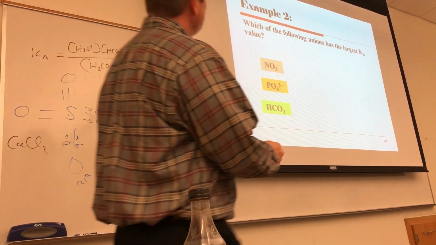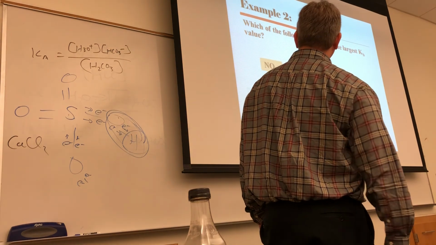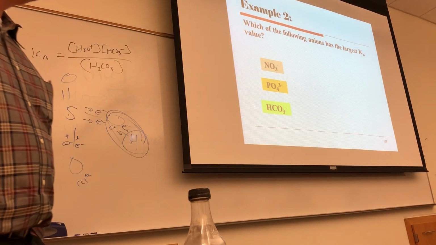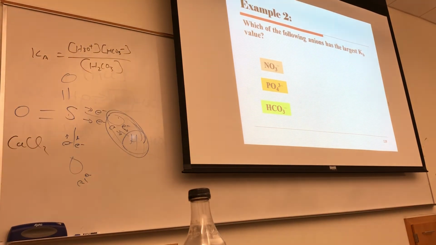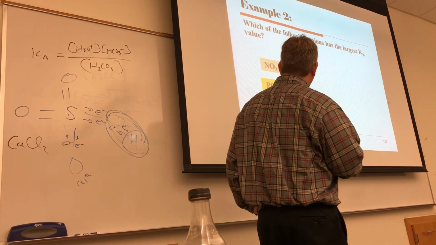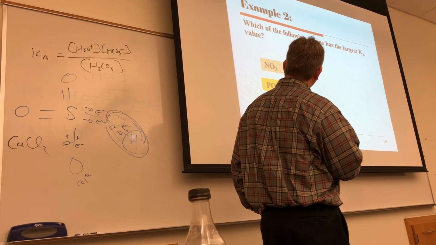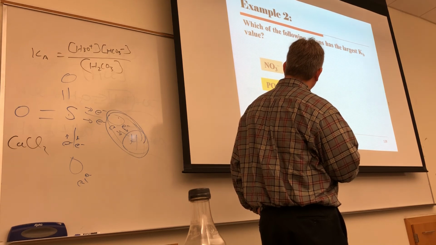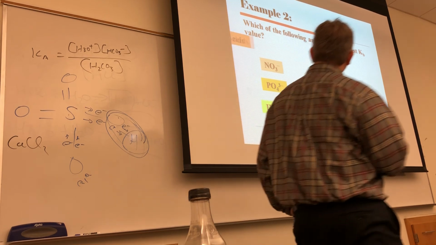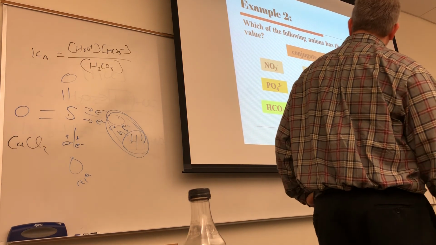Okay, a couple more quick things. Which of the following anions has the largest Kb? This is kind of a tricky one. The largest Kb value is the strongest weak base, not a strong base. So what would be the acids to these that I might want to evaluate? This would be HNO3, this would be HPO4 2 minus, this would be H2CO3. Conjugate acids, good.